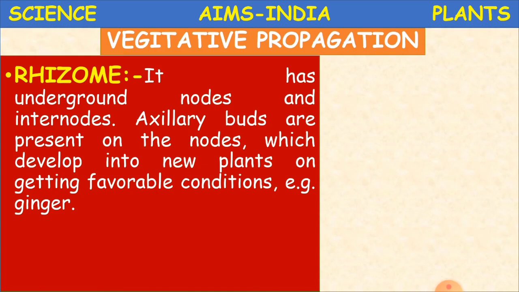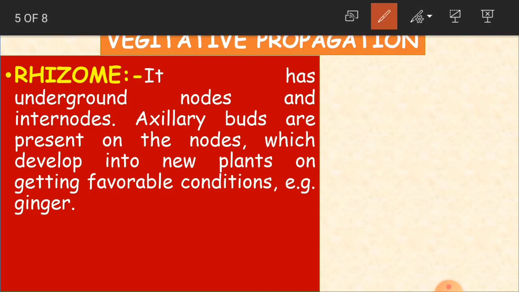If you plant ginger as it is in the soil, children, what happens? You will get a new plant from the ginger. You will get new leaves and it starts growing. So that type of plants are called rhizomes. So it has underground nodes, that is what we said, that we'll plant that vegetable inside the soil.